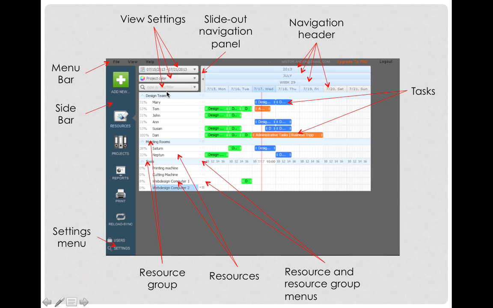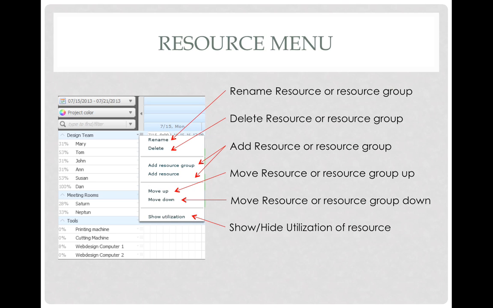You can either click on them to change the name, or you can go to the right of each resource or resource group to open up the menu. In the menu, you have options to rename, delete, add a resource or a resource group, move the resource up and down, and show the utilization rates, which are the percentage signs at the left of each column.